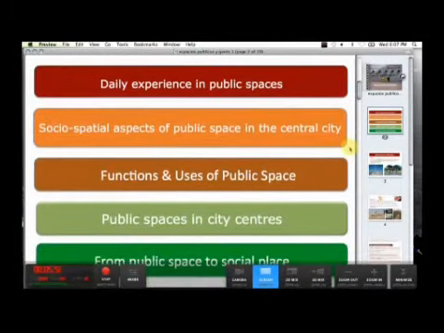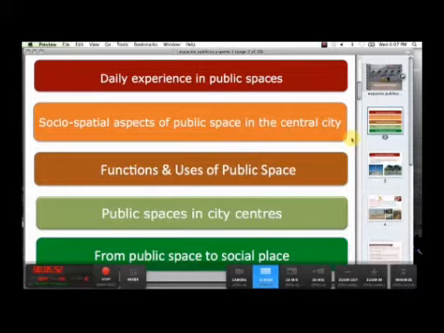Just very briefly, I would like to give a short introduction to the different issues we're going to look at in these and other sessions. Today we're going to look a bit at the daily experience in public spaces. What is it about? Some reflections, some theoretical ideas. Then also the socio-spatial aspects of public space in the central city, and we understand that as Hamar, because of course we're going to provide references to the city of Hamar and to the Stortorget square. So we will look at socio-spatial aspects of public space in the central city.